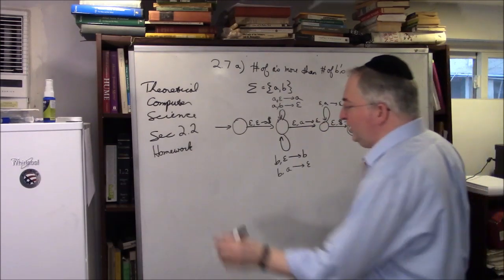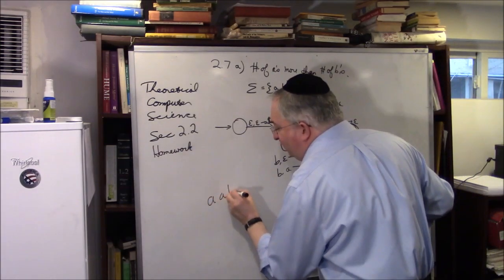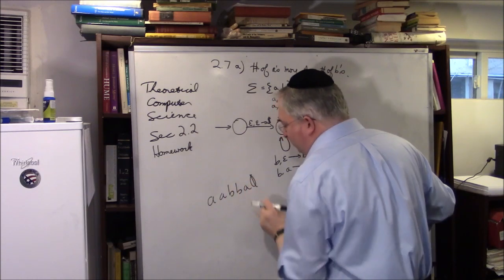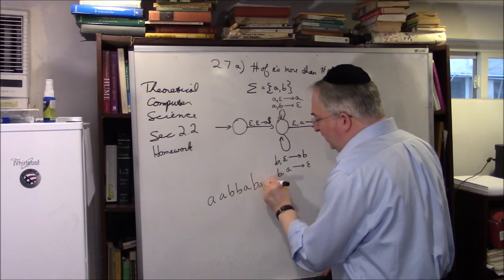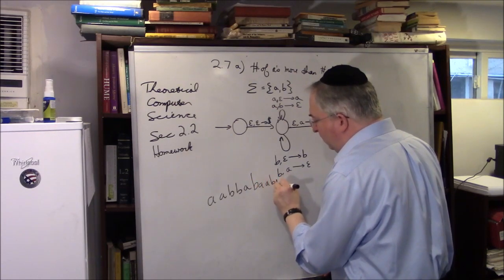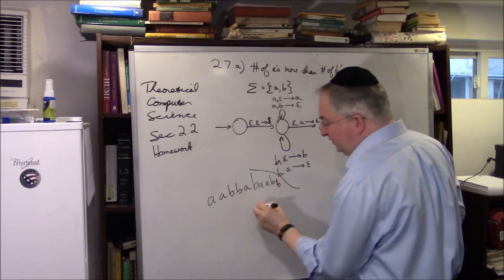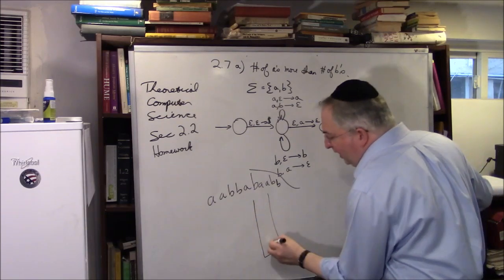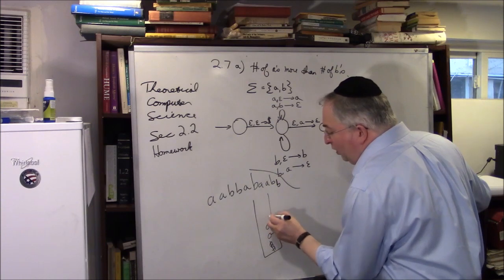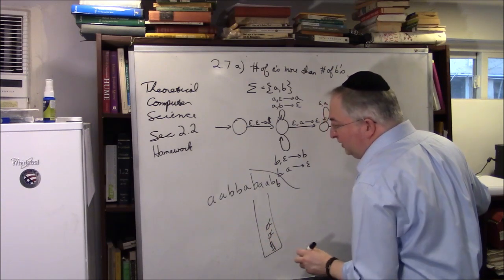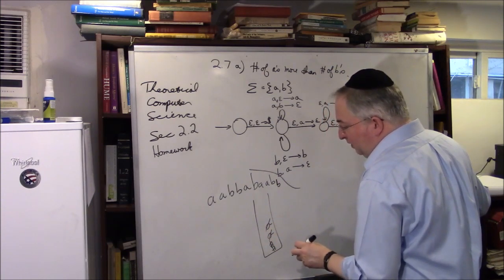Let's do a nasty case. A B B A B. Oops. B A B B. Let's do this. We're going to put a $ sign on the stack. I'm going to put an A. We're going to put an A. The B's are going to pop the A's.